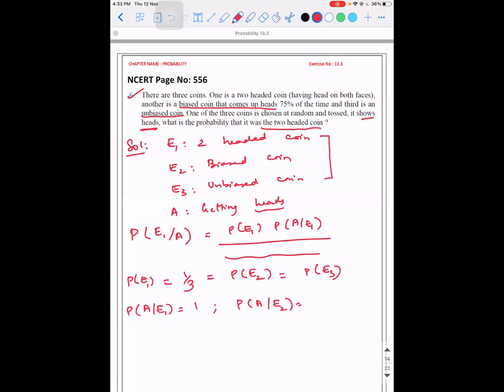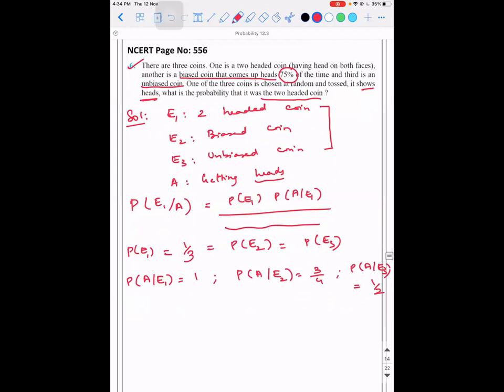So what is the probability of A given E2? They have given the answer: 75%, so it is 3 by 4. So what is the probability of A given E3? 1 by 2. Take all these values, substitute them, and you will get the answer.